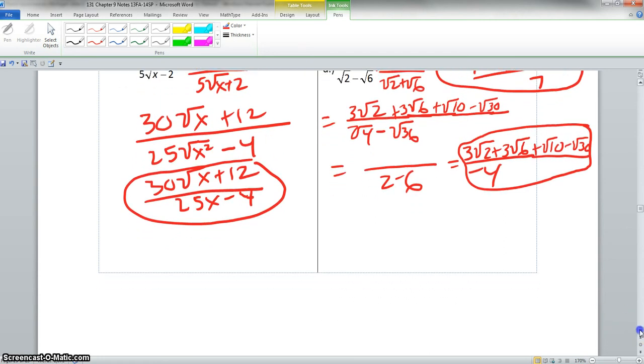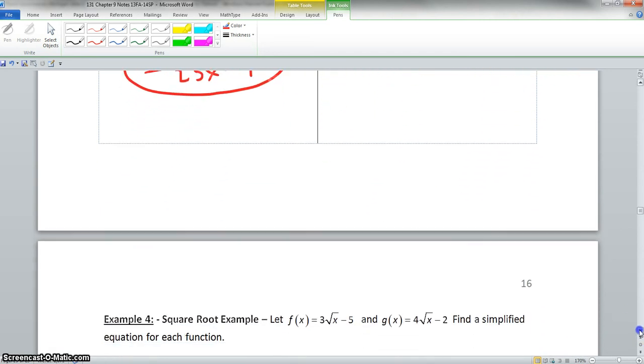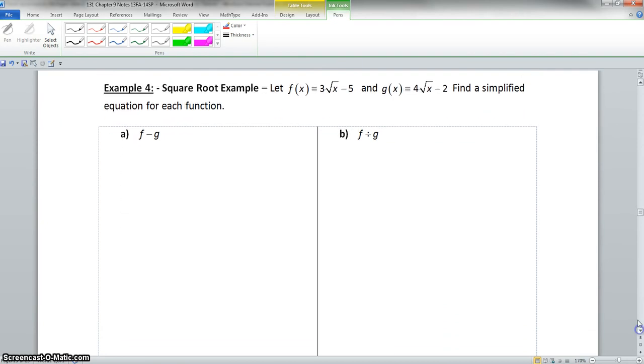Now we scroll down to the next page. It says the square root example. Let f of x equal 3 times the square root of x minus 5 and g of x equals 4 times the square root of x minus 2. Find the simplified equation for each function.